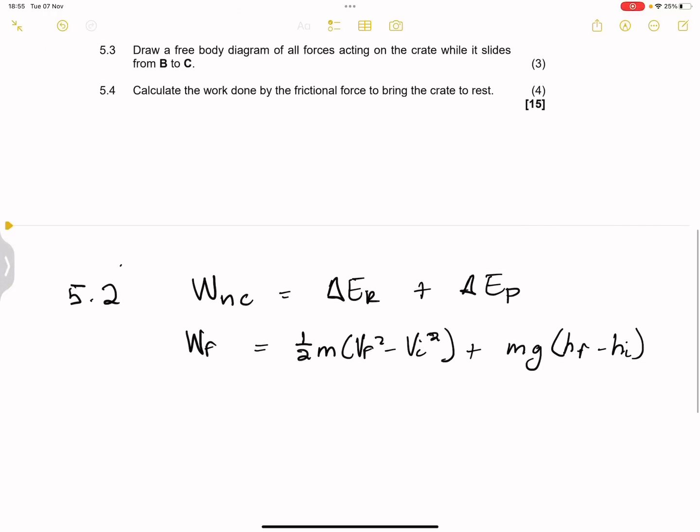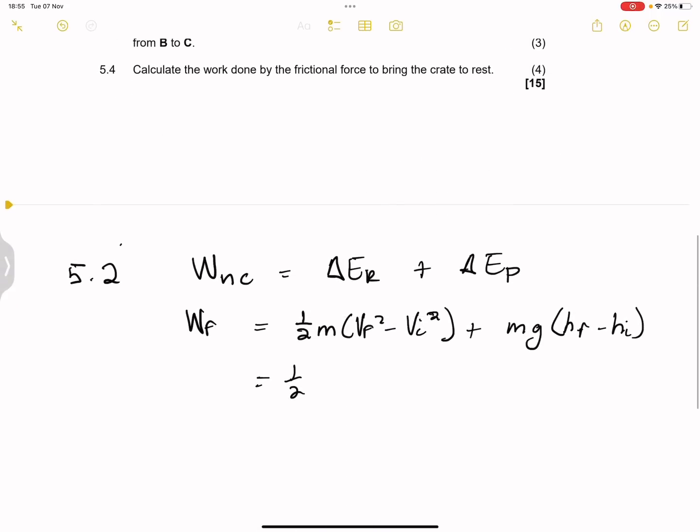So let's try and solve this. We've got 50 kilograms, that's our mass, so that's half of 50 times our final velocity. This is at the bottom, so this was 8 squared. Our initial one, 0 squared. Plus, again, we've got 50 times 9.8 times our final height. Remember, we ended up at 0 height, but our initial height was at 5 meters. So please be careful when you are substituting there.